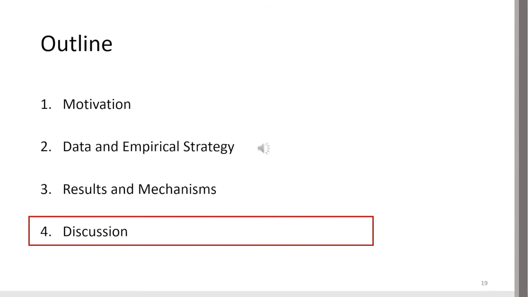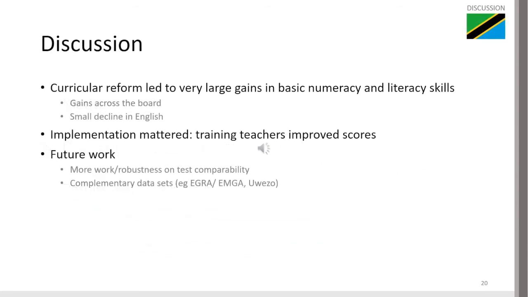Moving to our discussion. So wrapping up, we've shown you, using a difference in difference framework and a nationally representative panel data survey, that the curriculum reform, which slowed down the pace of the curriculum and narrowed the curriculum, increased learning outcomes for students. And these gains were across the board, across males, females, across rural, urban students, across students with low and high test scores at baseline. There was a small decline in English as well, but that's to be expected because we were moving away from English.